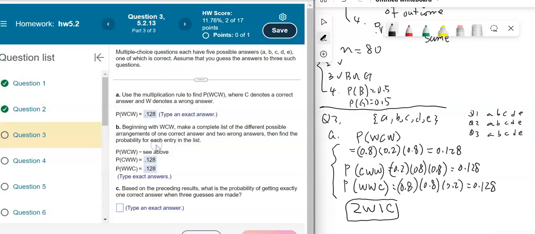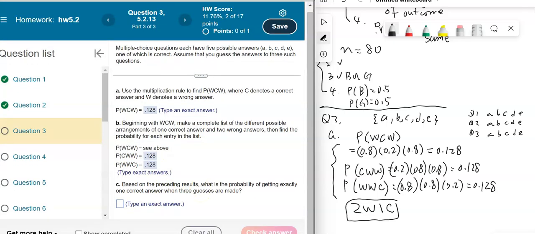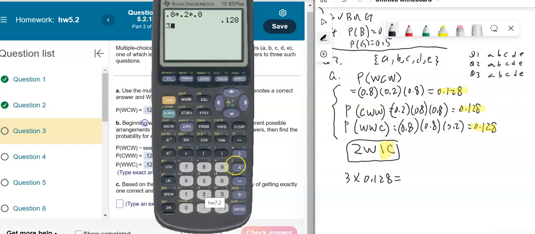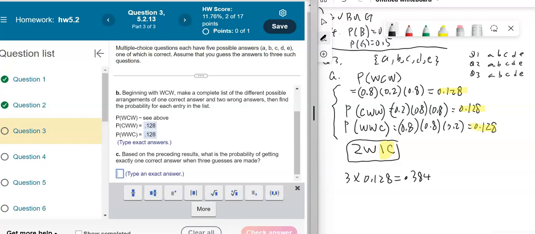Okay. Now, based on the preceding result, what's the probability of getting exactly 1 correct? So this is what it is, 1 correct. So you add those 3. So it is 3 times 0.128. Okay. So 3 times 0.128. It's not 128, it's 0.128. So we're going to get 0.384. Okay. So the answer is 0.384.